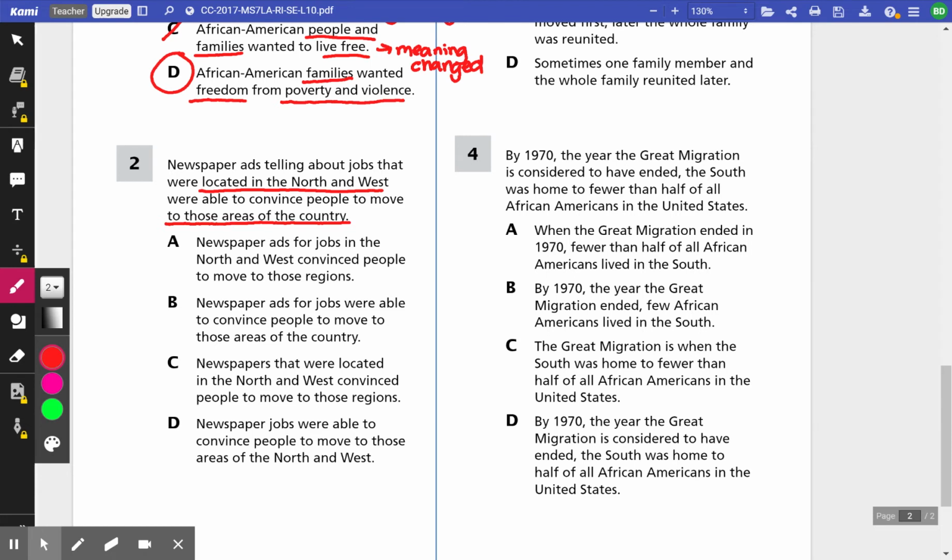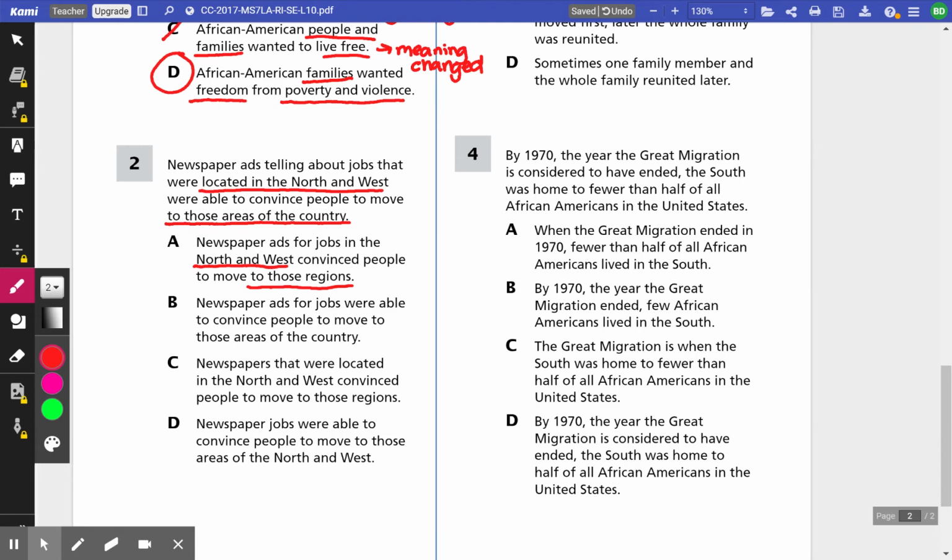The first answer choice we have is A, and it says newspaper ads for jobs in the North and the West convinced people to move to those regions. So we still know those jobs are in the North and the West, right? The newspaper ads for the jobs in the North and the West convinced people to move to those regions. So instead of saying to those areas of the country, they just said to those regions. So they took that big phrase and they condensed it to just a few words.